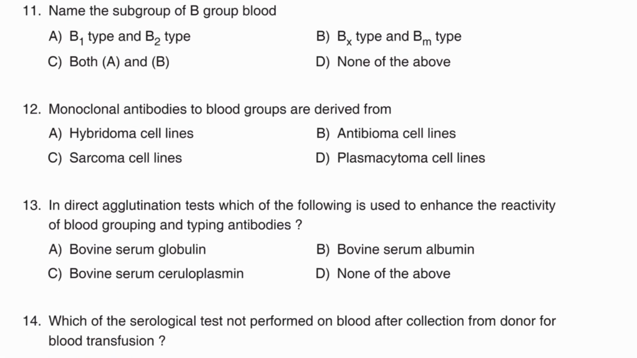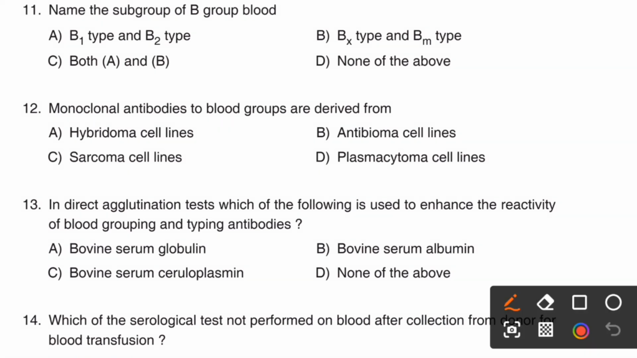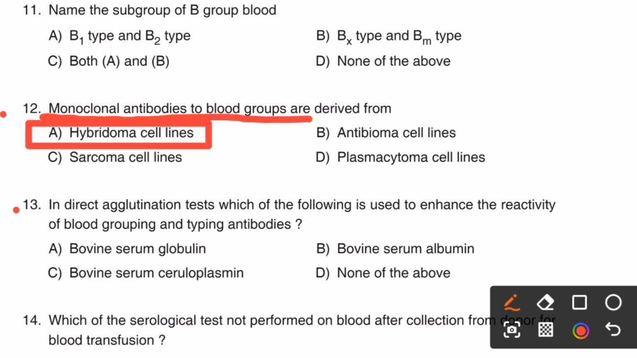Next question. Monoclonal antibodies to blood groups are derived from option A, hybridoma cell lines, option B, antibioma cell lines, option C, sarcoma cell lines, option D, plasmacytoma cell lines. Monoclonal antibodies are derived from hybridoma cell lines.